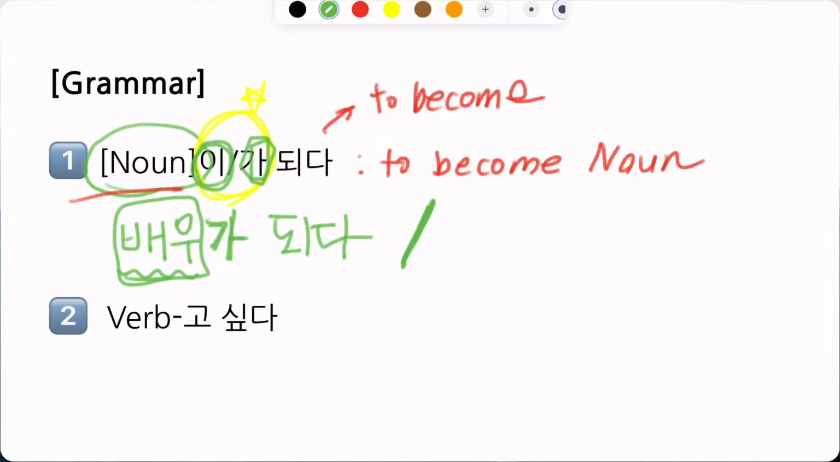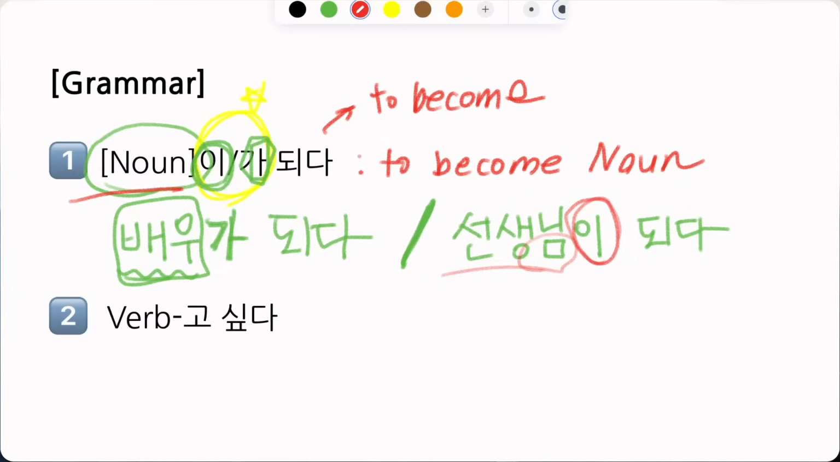If you want to say you want to become a writer, for example, oh no, let's use one that has a consonant in it this time. What is a job that ends in a consonant? 선생님. 선생님 means teacher, and 선생님이 되다 means to become a teacher, and this time we added 이 because 선생님 ends in a consonant.